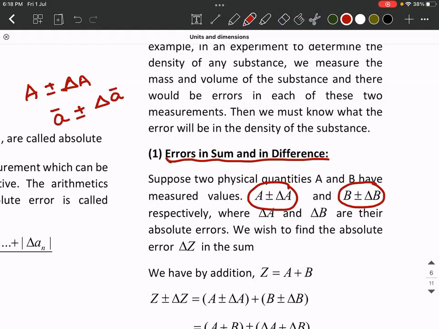Then we want to find the error that is occurring in a physical quantity Z, such that Z is the combination of both. Means I'm trying to say Z is some physical quantity, which is the sum of two other physical quantities, A and B. But what is happening? A is having an error delta A and B is having an error delta B. So what do you think will be the error that will occur in the case of Z in terms of delta A and delta B?